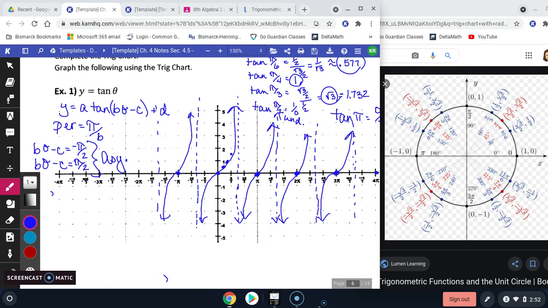D still gives you a vertical shift, and C gives you a horizontal shift. So those are going to stay the same. Okay, so you can manipulate them the same way you can sine and cosine.